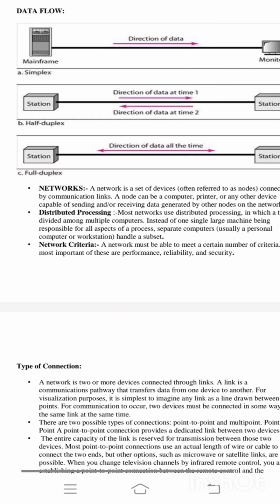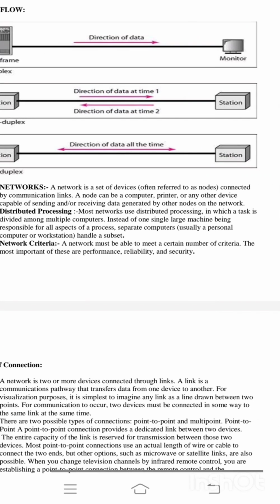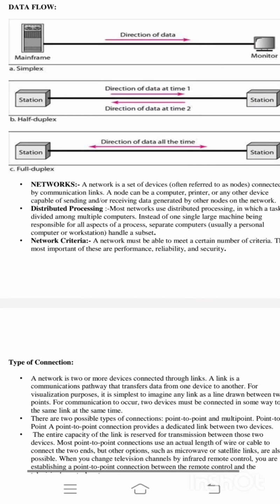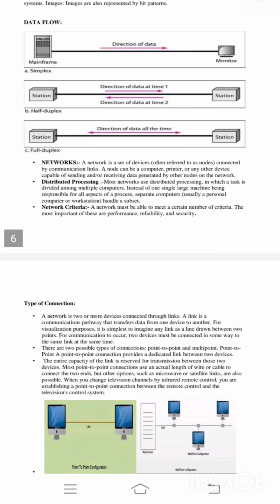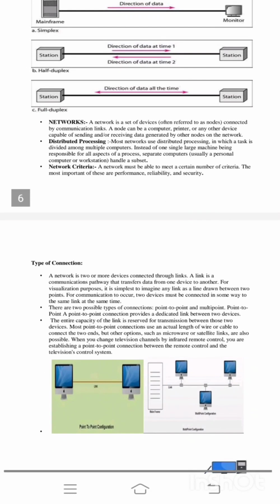Next, full duplex. It has only one medium, but it can pass data in any direction. Next, networks. A network is a set of devices connected by communication links. A node can be a computer, printer, or any other device capable of sending and or receiving the data generated by the other nodes on the network.